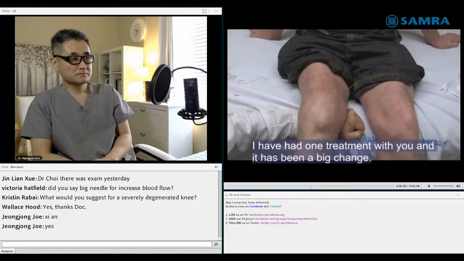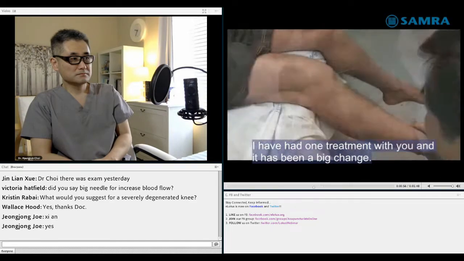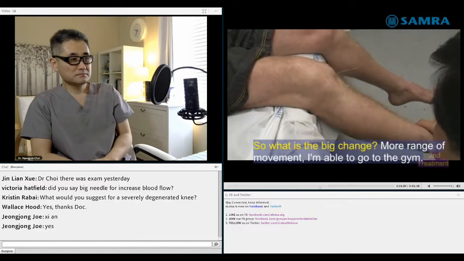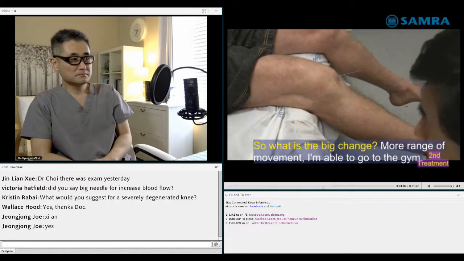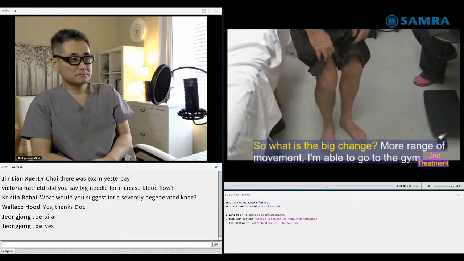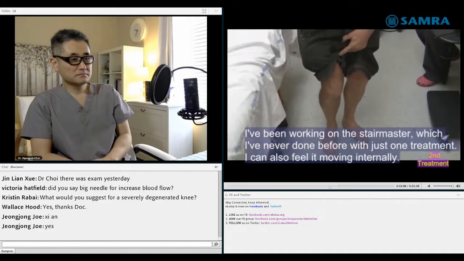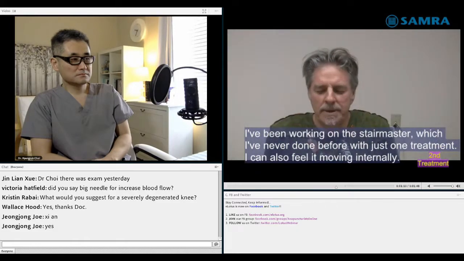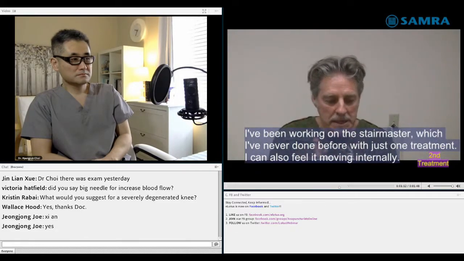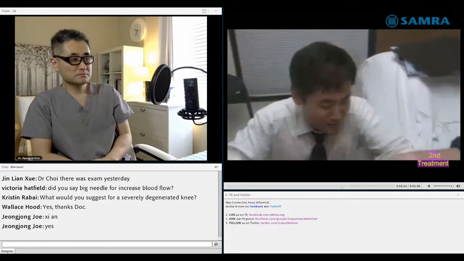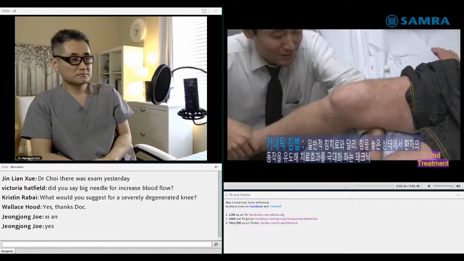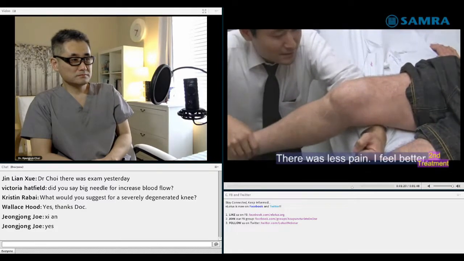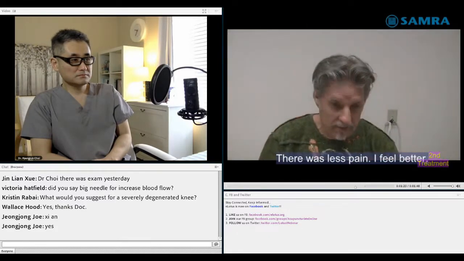It's one treatment. One treatment with you. Okay. And it's been a big change already. So what are the big changes? More range of movement. I went to the gym and I could start working on the Stairmaster, which I've never done before in 6 years. So just one treatment? One treatment. I could also feel internally it actually moving backwards and forwards. It was very painful the first couple of days, and then it let go and less pain. I feel better.